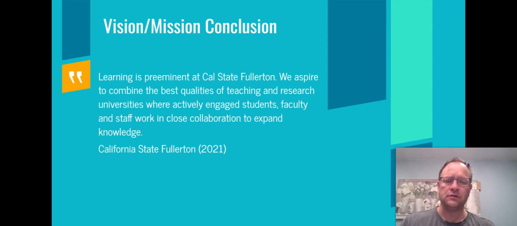The vision and mission, as I close here in conclusion, for Cal State Fullerton is: learning is permanent at Cal State Fullerton. We aspire to combine the best qualities of teaching and research universities where actively engaged students and faculty and staff work in close collaboration to expand knowledge.